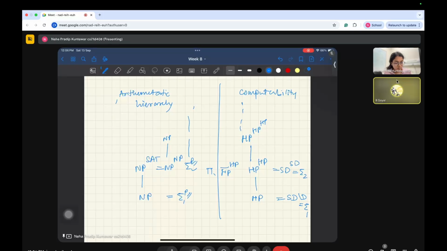This thing is totally new, and this was not given in the notes anywhere. Yes, this computability thing. Sorry, I think I wrongly labeled. This is the polynomial hierarchy, and this is the arithmetic hierarchy. This is called the arithmetic hierarchy. Okay, fine.